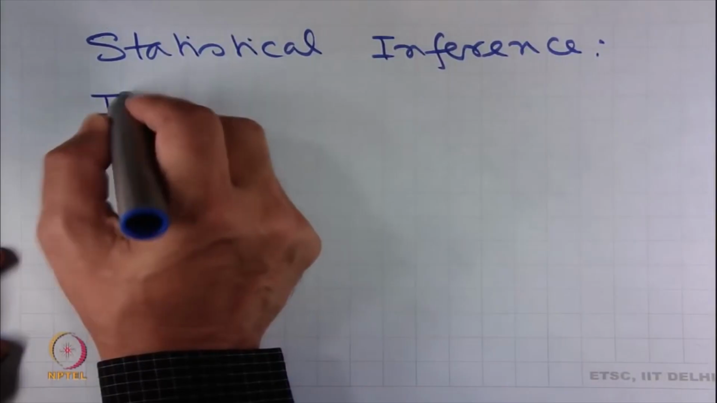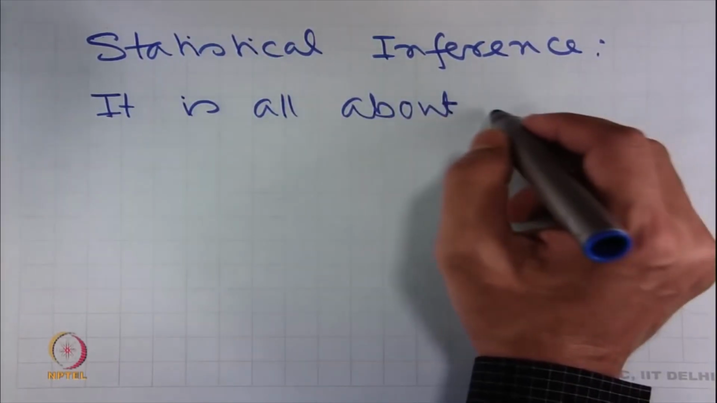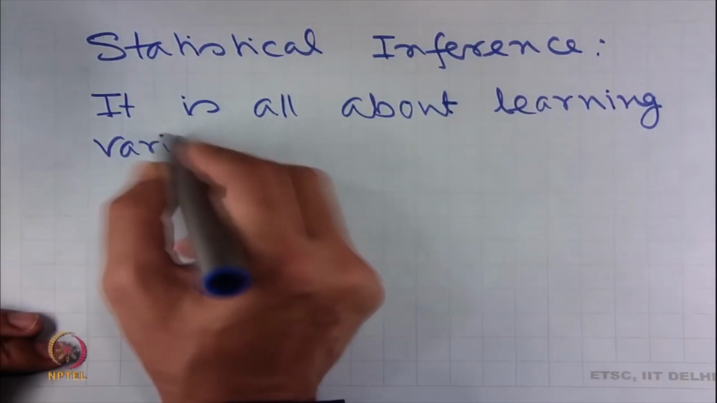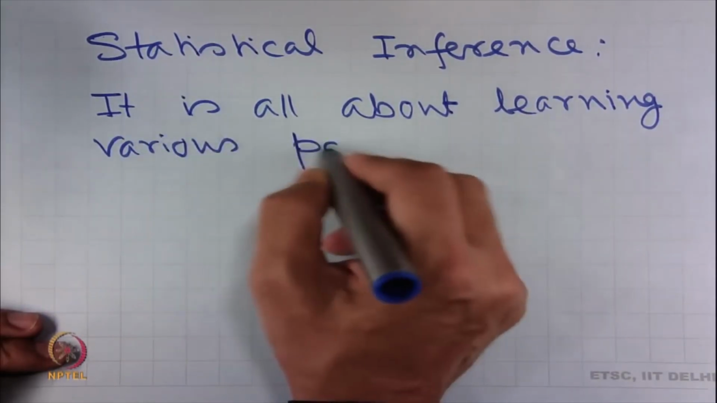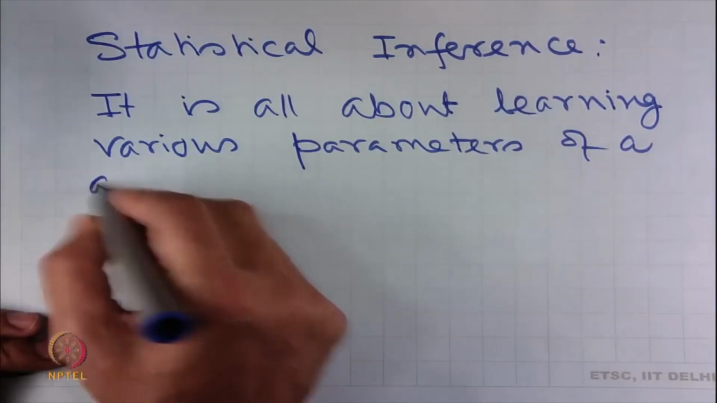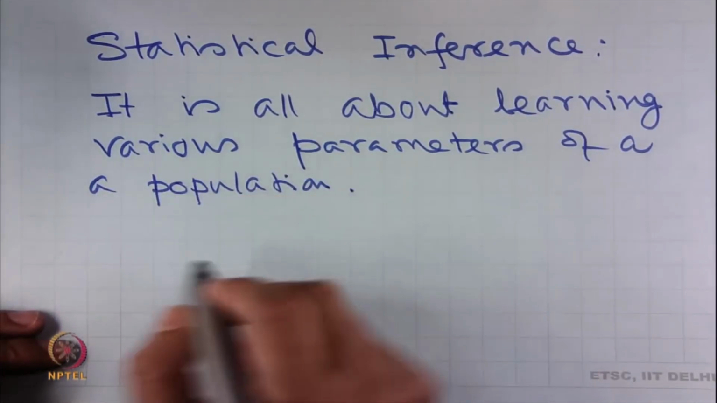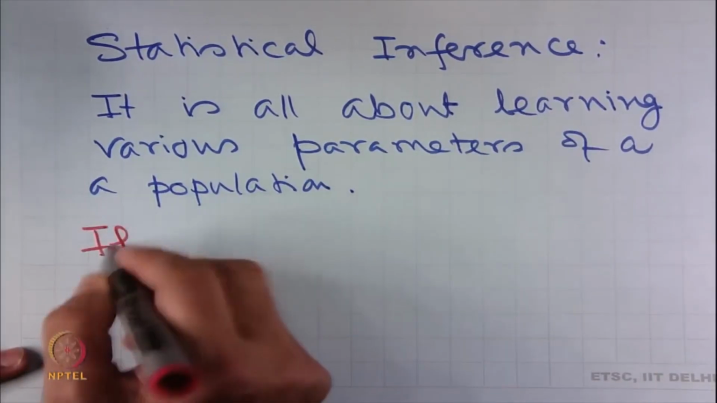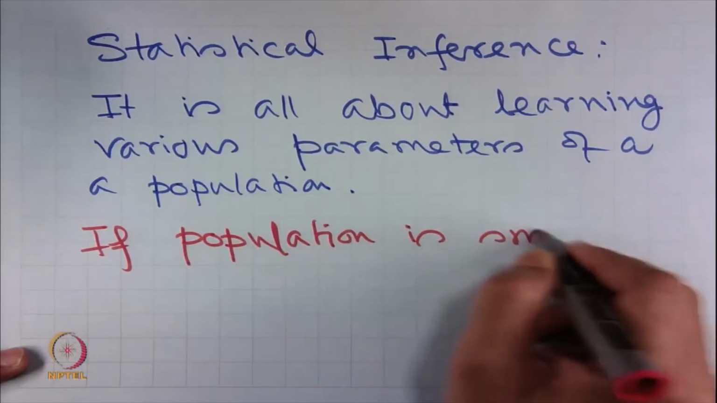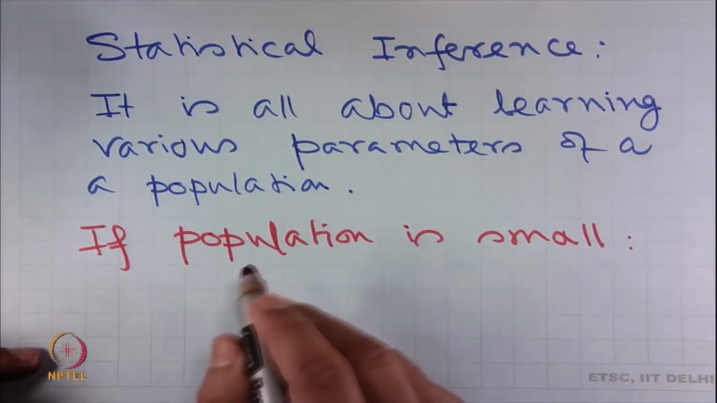It is all about learning various parameters of a population. If the population is small, one can actually study each and every individual unit and come to a conclusion about the population.